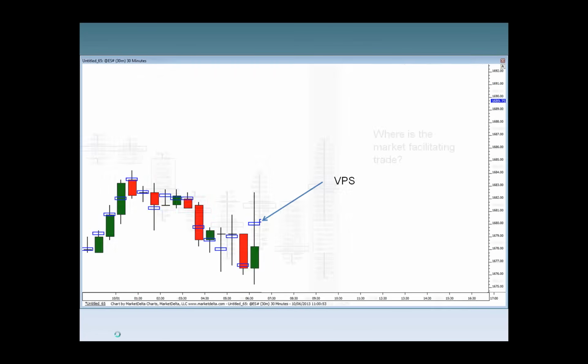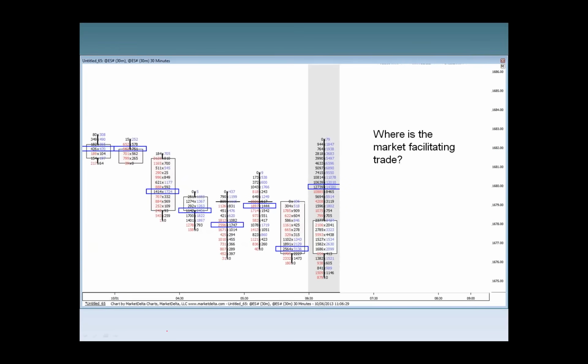So let's take a look now at the actual determining factor, or the deal breaker or maker, if you will, and that is the footprint.